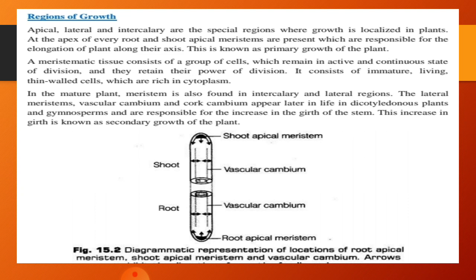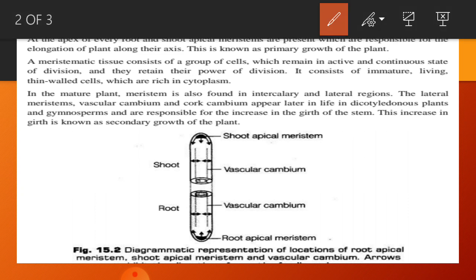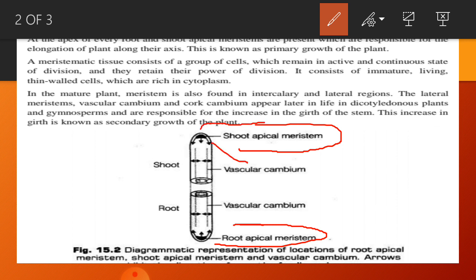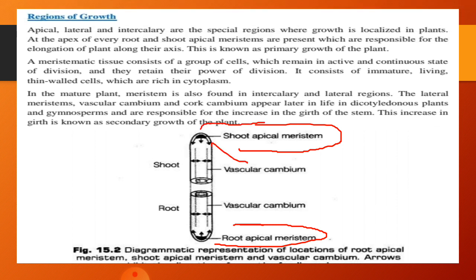So far as primary growth in plants is concerned, there are special regions. One is known as shoot apical meristem, and another is root apical meristem. The root apical meristem causes the growth of the root down in the earth, and similarly the shoot apical meristem causes the elongation of growth above the earth, that is the growth of the shoot. This growth is known as primary growth of the plant.